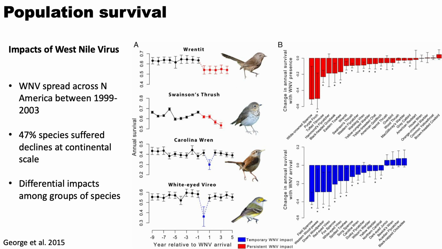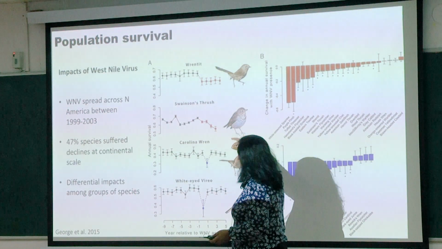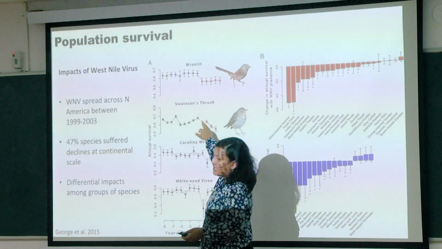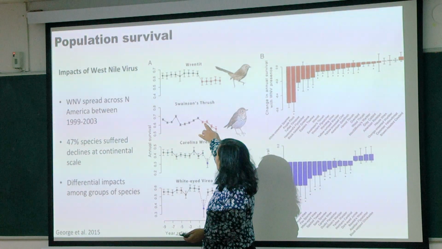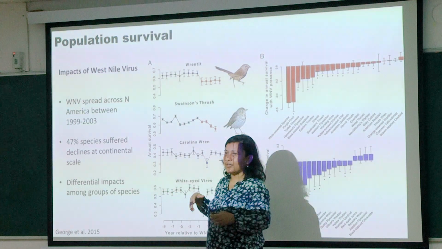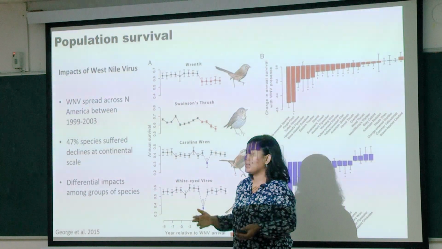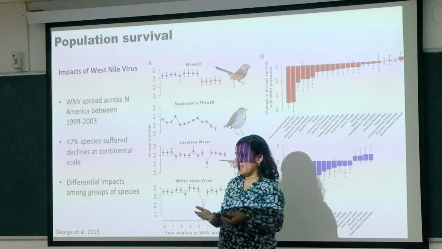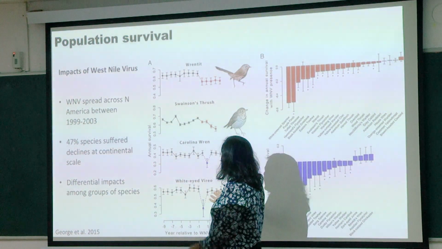If you look at these two species, when they were first exposed to the West Nile virus, their annual survival declined, right? And subsequently, as the exposure to the virus remained, they kept declining, right? So once they were exposed, they started declining and they continued declining.